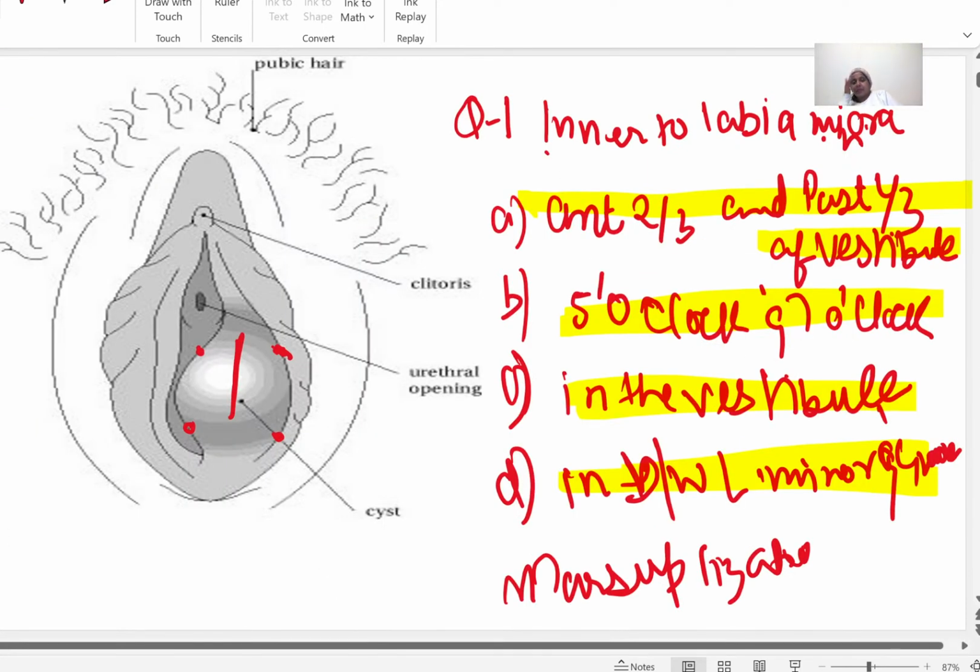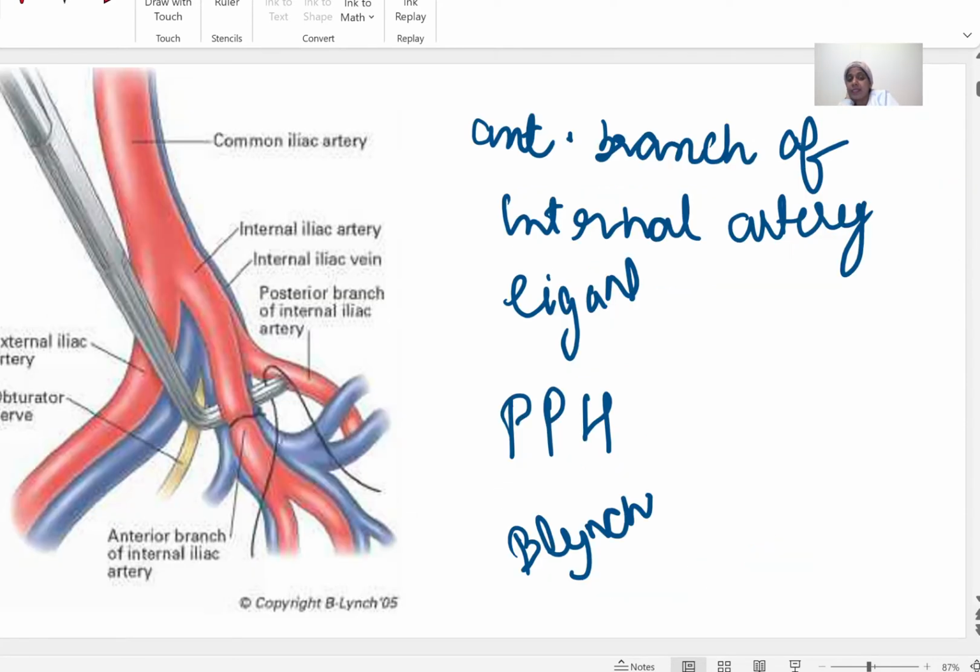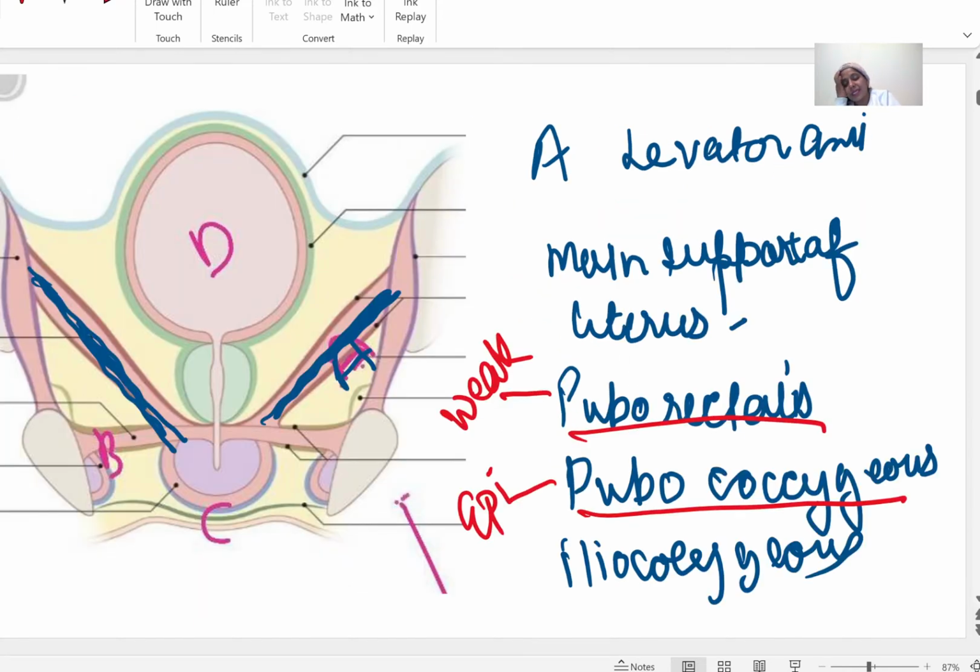बार्थोलिन सिस्ट. It opens inner to labia minora, treatment marsupialization. What is this? Anterior branch of internal iliac artery. ठीक है, इट इज लाइगेटेड, ये लाइगेशन कर रहे हैं, एक धागे से बांध रहे हैं, इट इज लाइगेटेड इन PPH. ओके, व्हाट इज दिस? ब्लू कलर वाला स्ट्रक्चर क्या है ये?